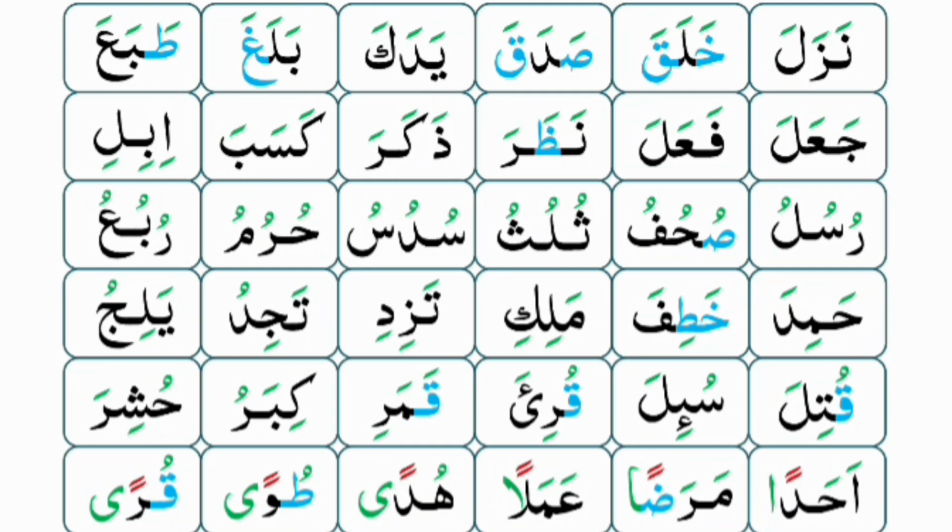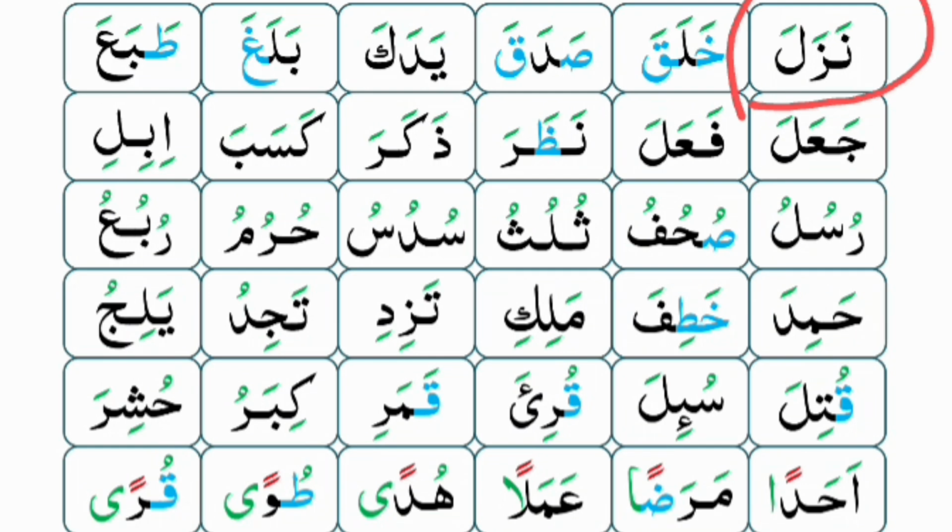Today we will learn lesson number 6 of Madani Qaida. Lesson number 6 of Madani Qaida is read in both ways, rawan as well as hijj. Rawan means without spelling and hijj means with spelling. The first word is this.